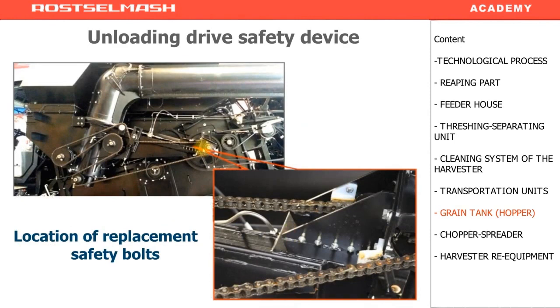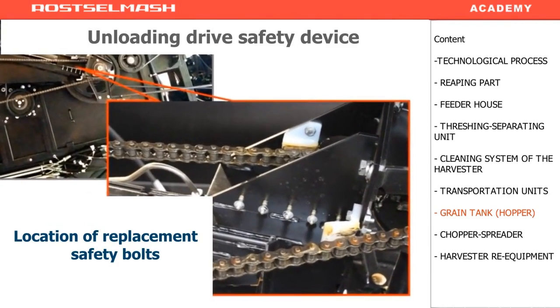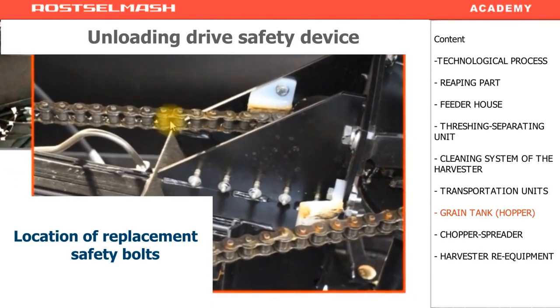There's an unloading safety device. In case the augers are overloaded, for example when the auger shields are open, or in case of high humidity, the augers can be overloaded. To protect the mechanism, the drive, or the augers, there is a safety device in the form of a shear bolt.